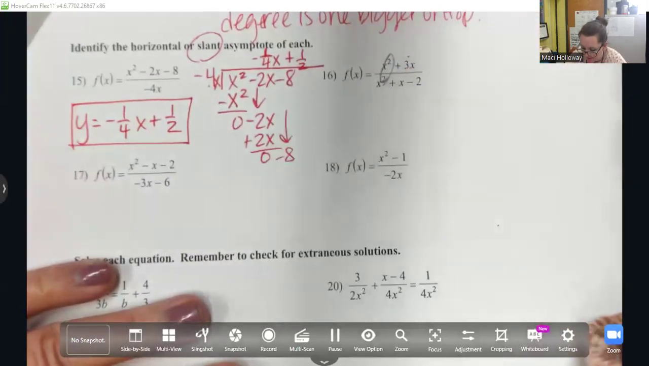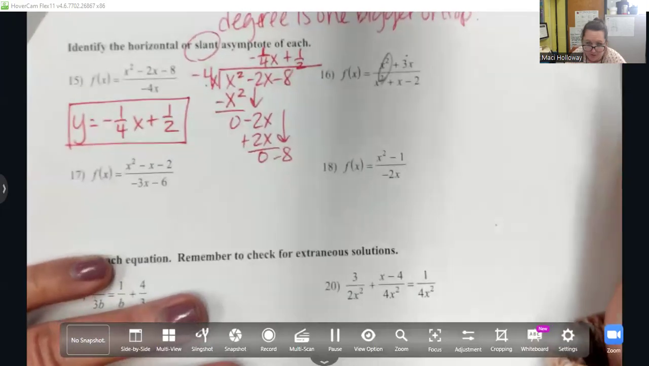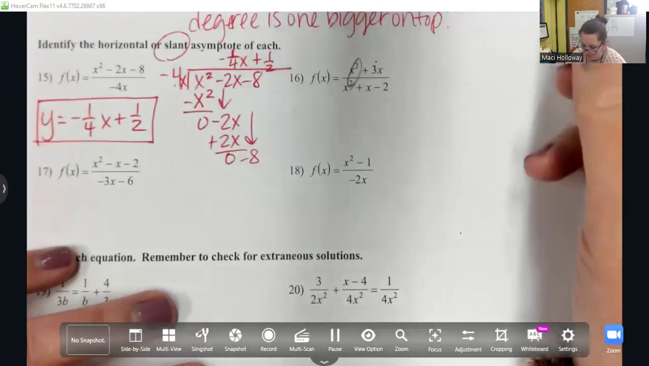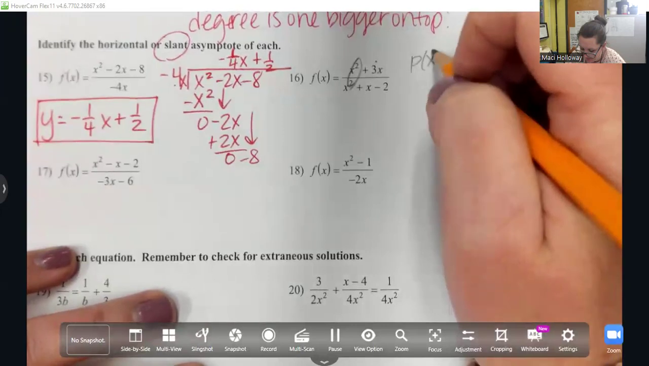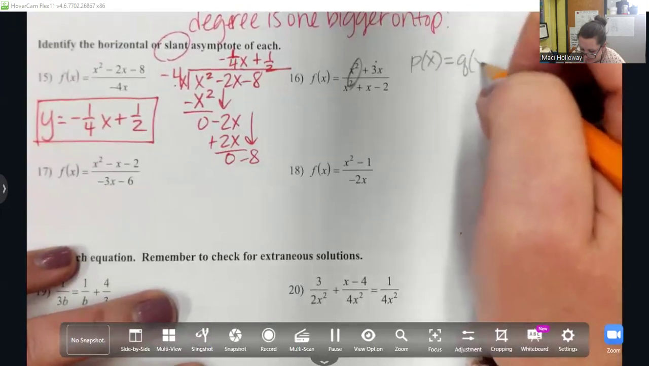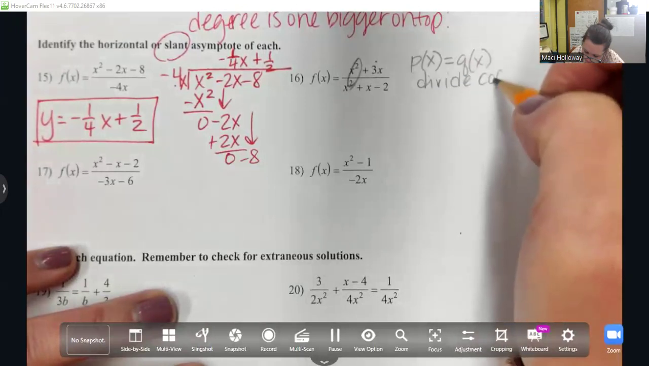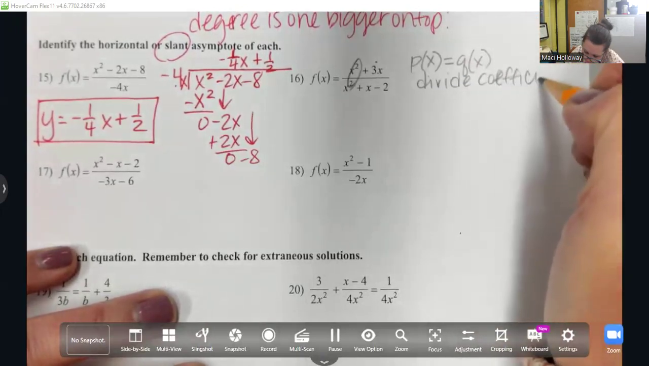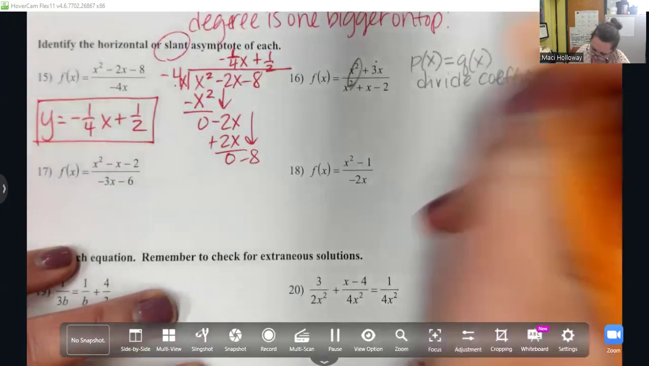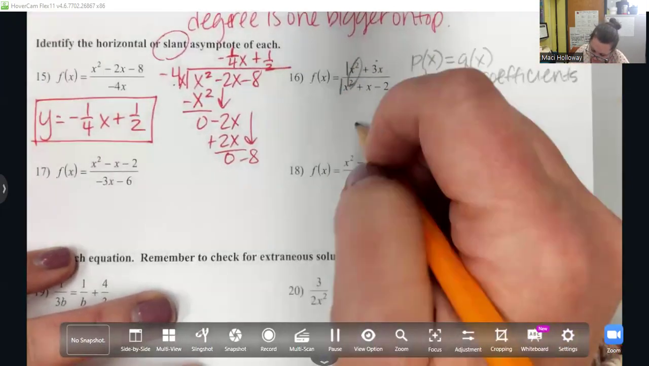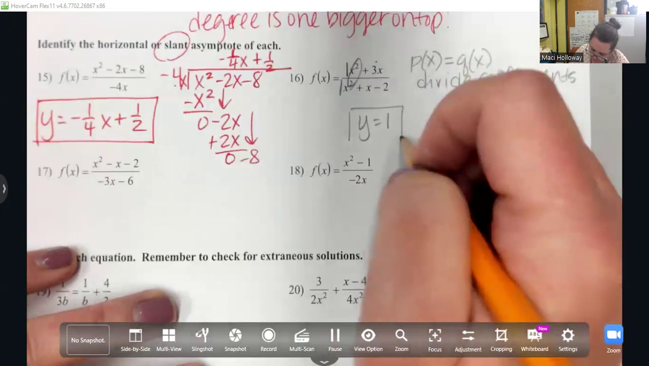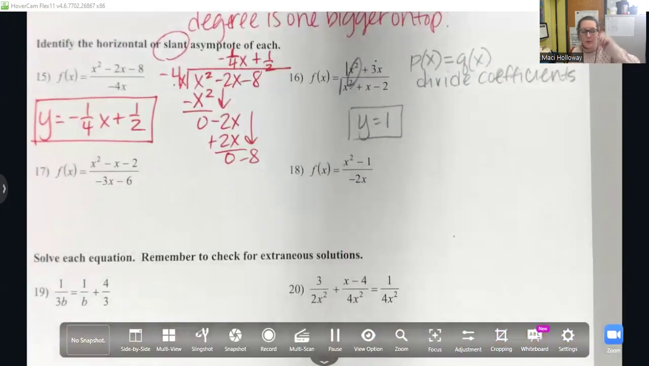Our degrees are the same, so when the degrees are equal, you divide the coefficients. So when P of x is equal to Q of x, divide coefficients. So our coefficient is 1 over 1. So our horizontal asymptote is y equals 1.